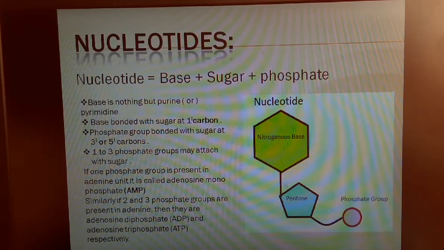Already we know nitrogen base and pentose sugar. If adenine is there and pentose sugar is there, we call that one adenosine. If only one phosphate group is attached, then it is adenosine monophosphate. If 2 are attached, then it is adenosine diphosphate. If 3 are attached, adenosine triphosphate.